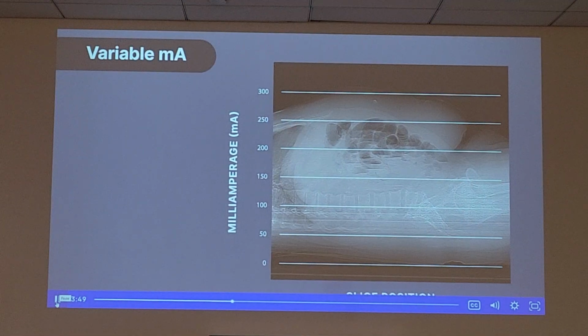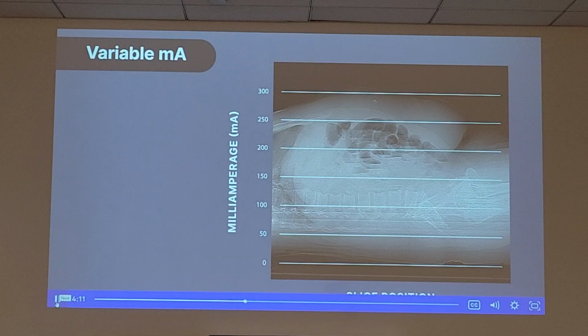One way that MA is controlled during a scan is an approach called variable MA. In many cases, we might select a fixed MA so that the entire scan is performed with the same milliamperage. But a preferred approach is to vary the MA based on the thickness or density of the anatomical section being scanned. For example, in this image of a patient's abdomen, this is the lateral localizer image that the technologist uses to set the boundaries of the abdominal and pelvic scan.